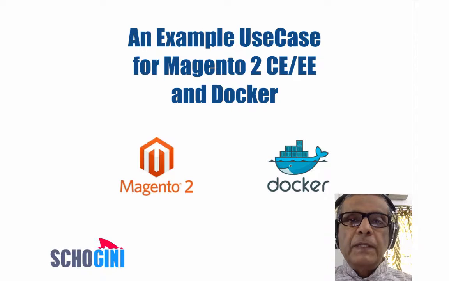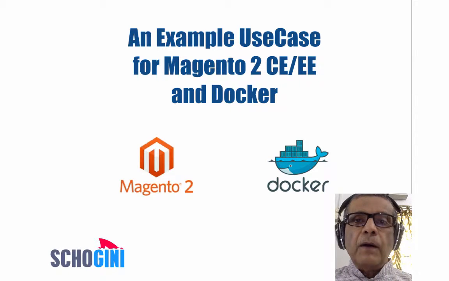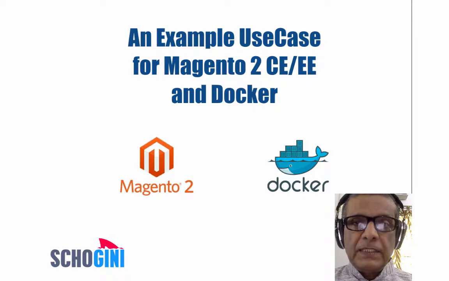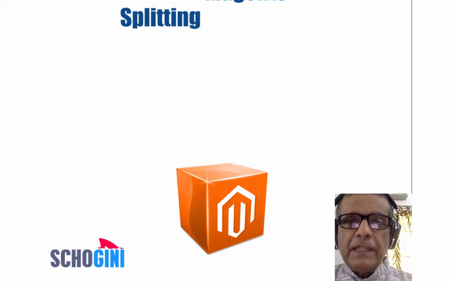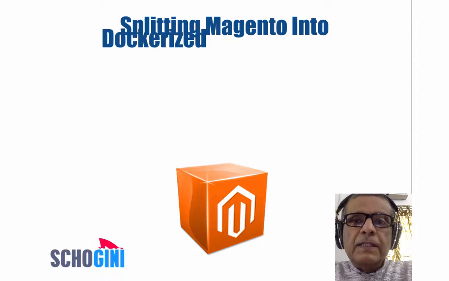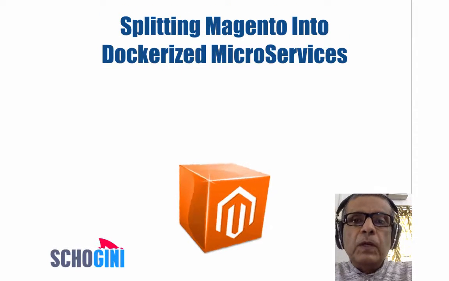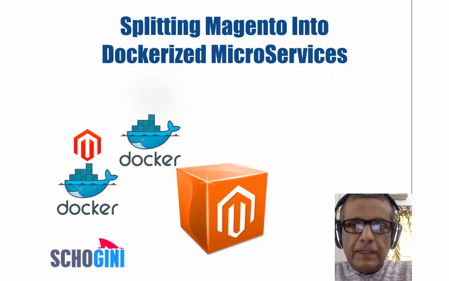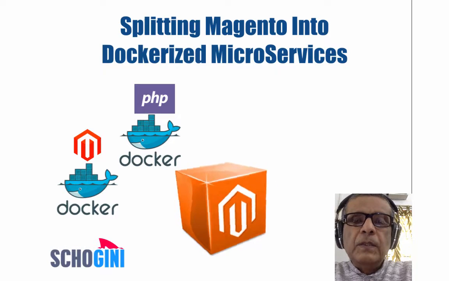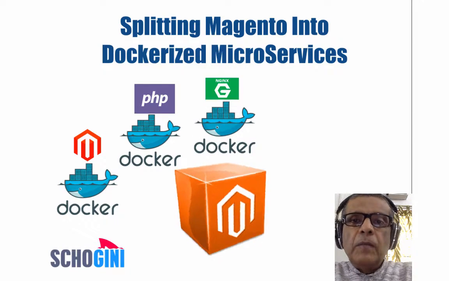Let's look at a sample use case where we see how we can split a complex, very popular PHP based e-commerce platform called Magento 2, be it the community edition or the enterprise edition, into separate Docker containers. Here is a small animation. This block in the center is a fully working Magento implementation running on a dedicated server. The goal is to split this into separate Docker units or microservices.